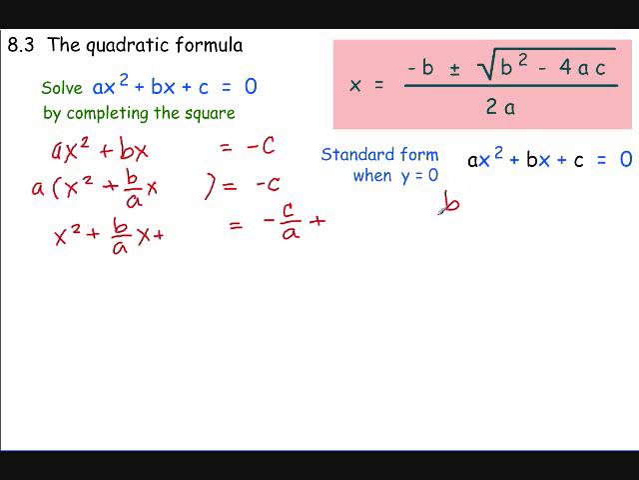Well, I have to take half of this, so that would be half of it, and then square it. So that's b squared over 4a squared, isn't it? So we're going to add b squared. Oh. Huh. Wait a second there. Something funny happened. Whoops.